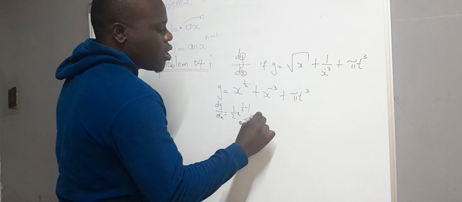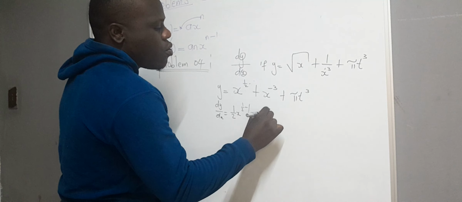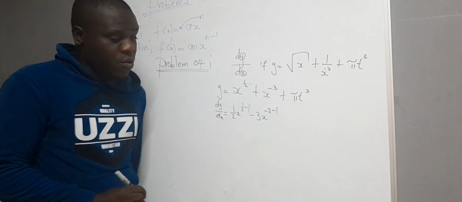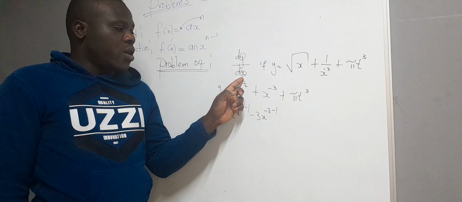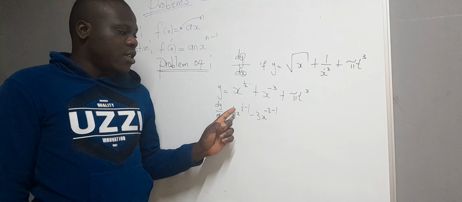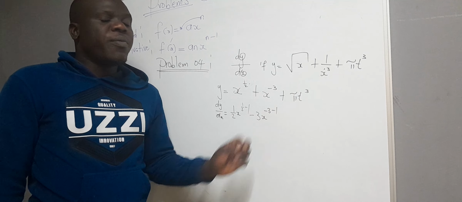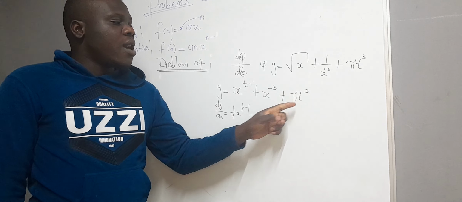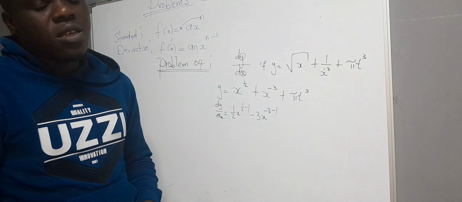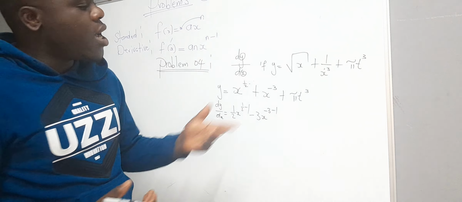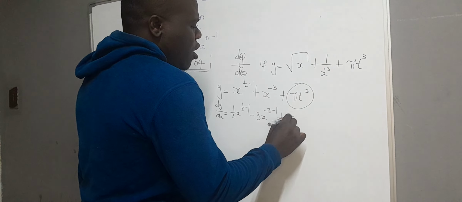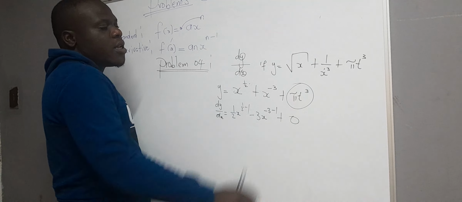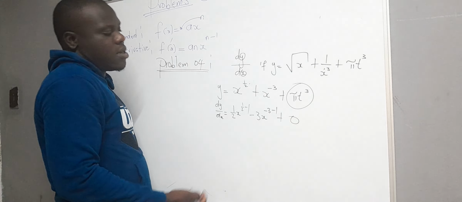It must be negative 3x, and then we must minus 1. I believe you get what I'm saying. Here we have x. They say y in respect to x. So here I have x, I have x. Here I don't have x. This pi can be any number. This t is not x. Then the derivative of this becomes a constant, and the derivative of a constant is what? It is 0. Why are we saying it is 0? Because we don't have x.